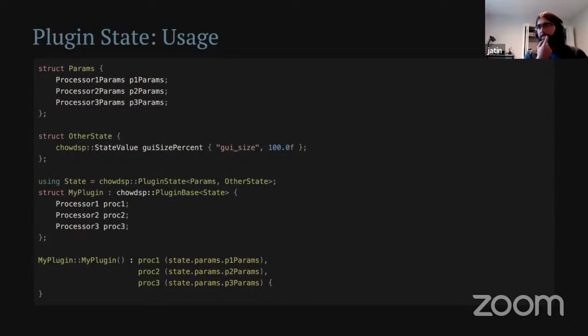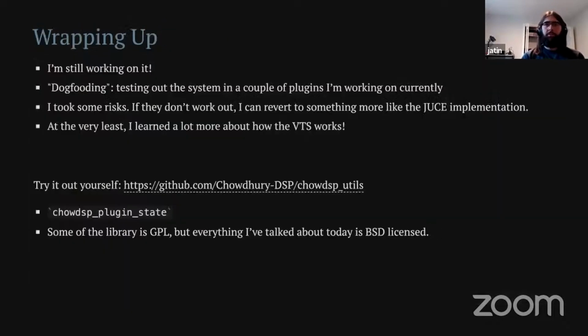So yeah, this is something that I've been working with for the last maybe week or two. Like I said, this is a very recent bit of code that I've been writing, so it's still very much a work in progress, but I've been testing it out in a couple of plugins I'm working on at the moment. And so far it's been doing pretty well. It's definitely taken a little bit of getting used to since I've been using the ValueTreeState for a few years now. So using anything else, I'm sure would take getting used to. But I think it's going to work.